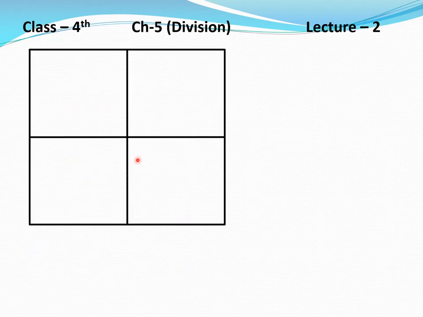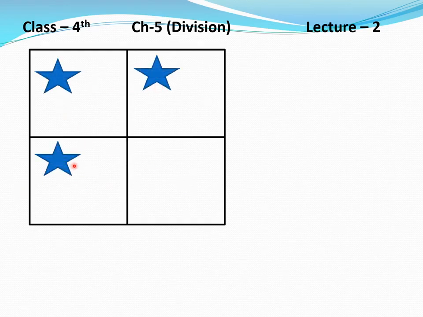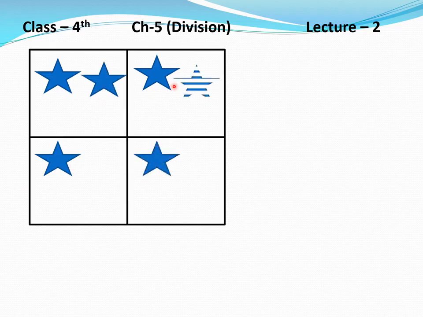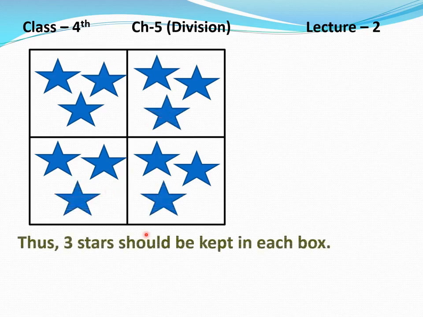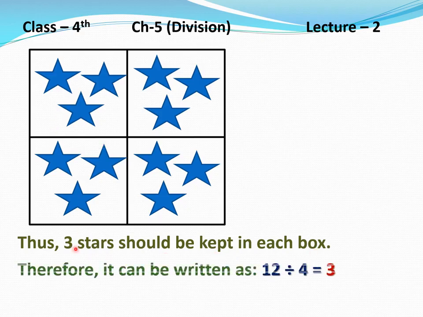Now, see, there are 4 equal sized boxes given and you have to put 12 stars into 4 equal sized boxes. Okay, so we will put one by one star: 1, 2, 3, 4, 5, 6, 7, 8, 9, 10, 11, 12. Thus, 3 stars should be kept in each box. Therefore, it can be written as 12 divide 4 equal to 3.